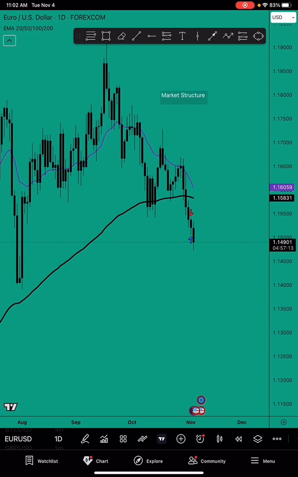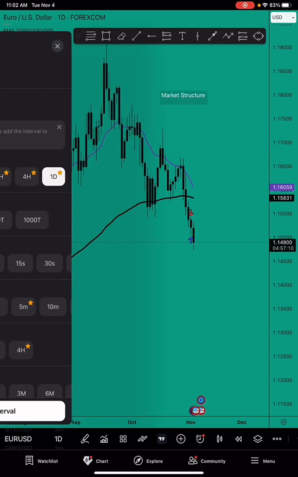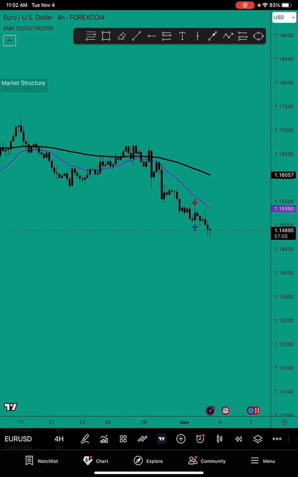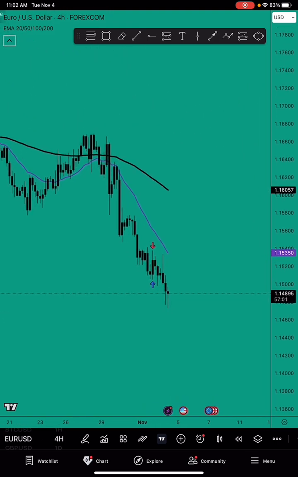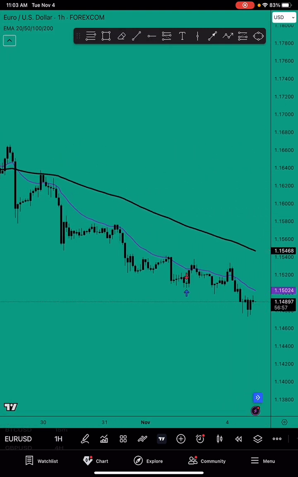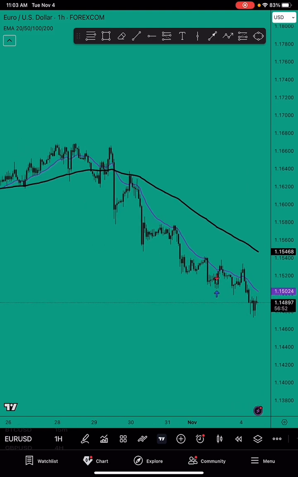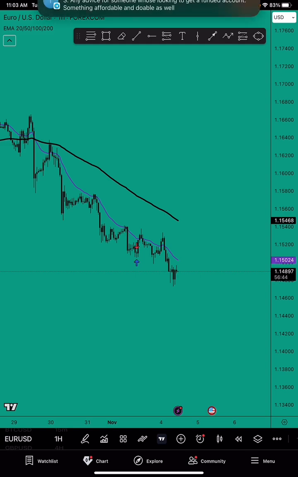But if you are a swing trader, you don't really want to trade on the daily. You'll want to be looking at either the 4 hour, where, as you can see here, price is on the downtrend, or you'll be wanting to look at the 1 hour. And as you can see here, price is also on the downtrend as it was for the day. So from here, how do we mark out our structure?